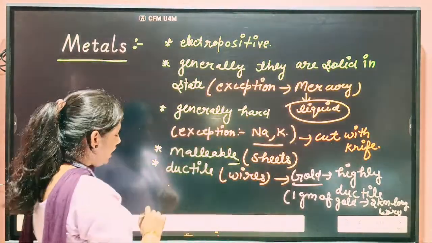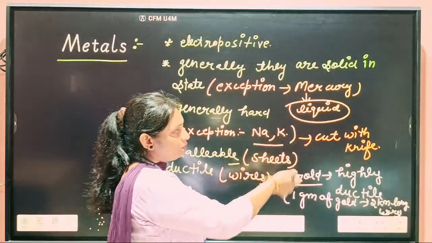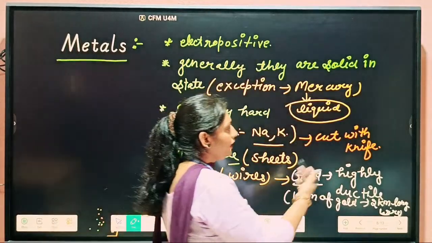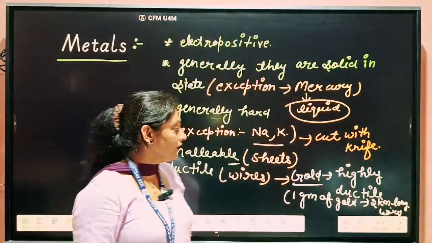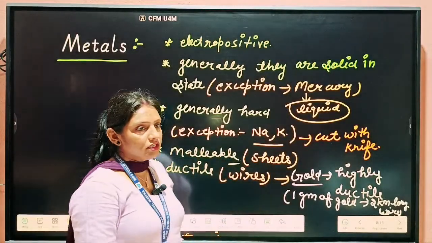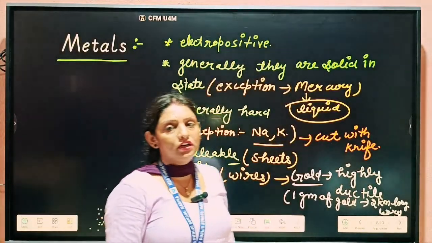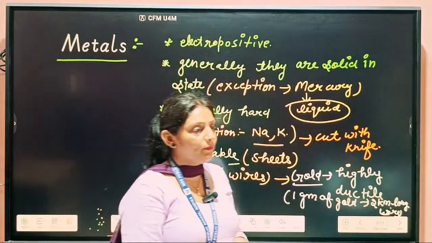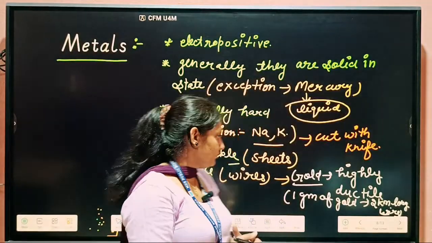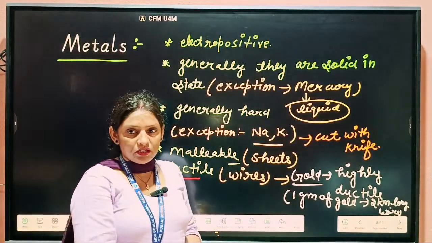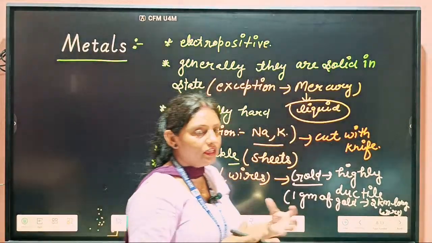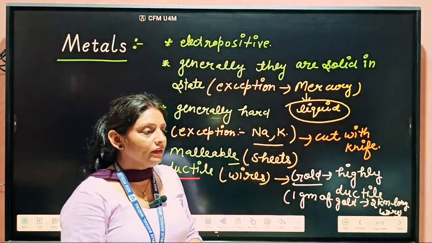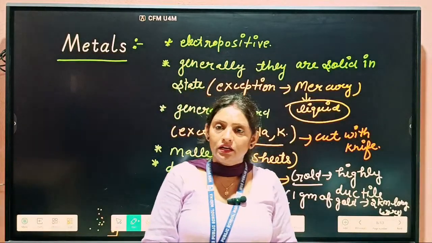Metals are generally hard, but sodium, potassium, rubidium are soft and can be cut with a knife very easily. They are malleable in nature, meaning they can be converted into thin sheets by beating with a hammer. This property is known as malleability. They are ductile in nature, meaning they show ductility. Ductility means metal can be drawn into thin wires.